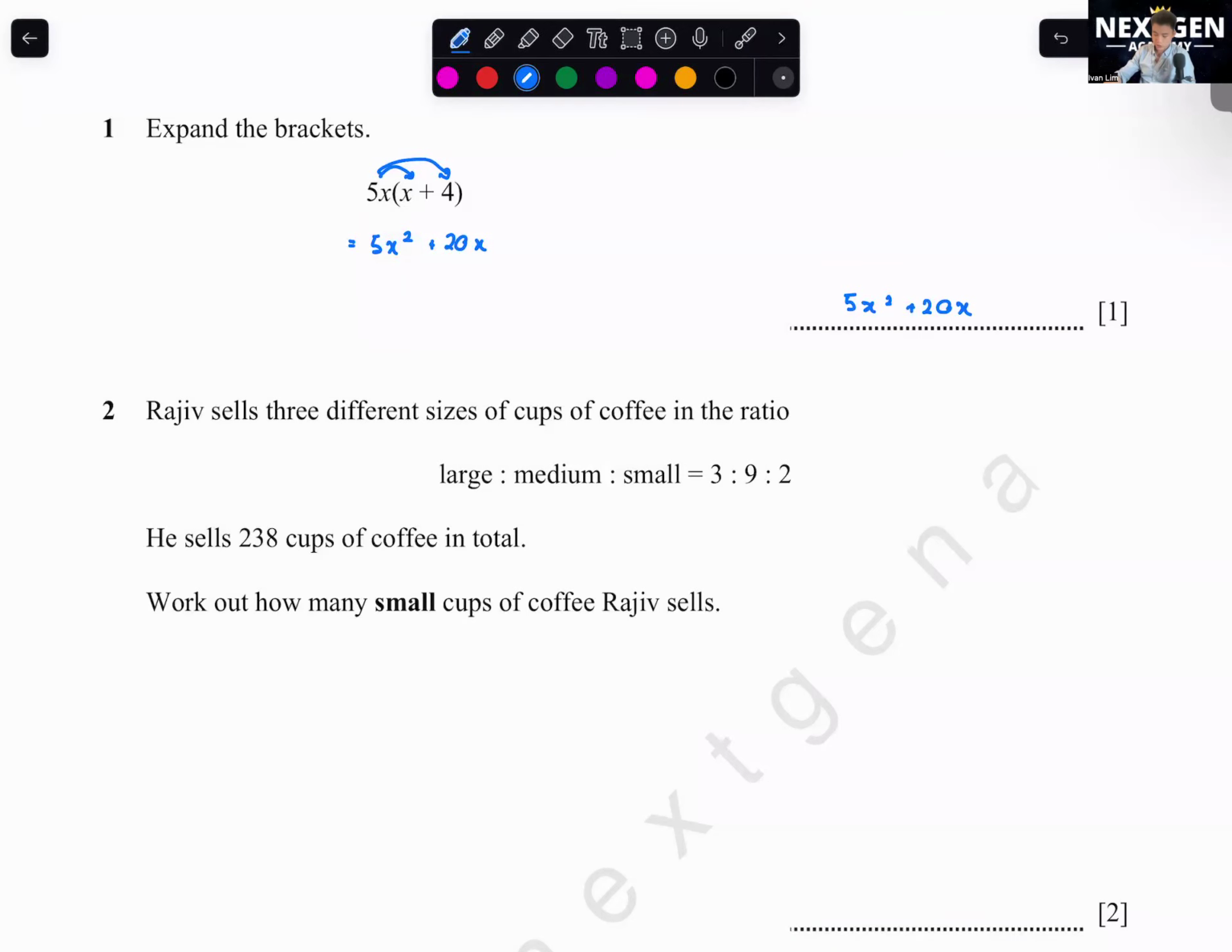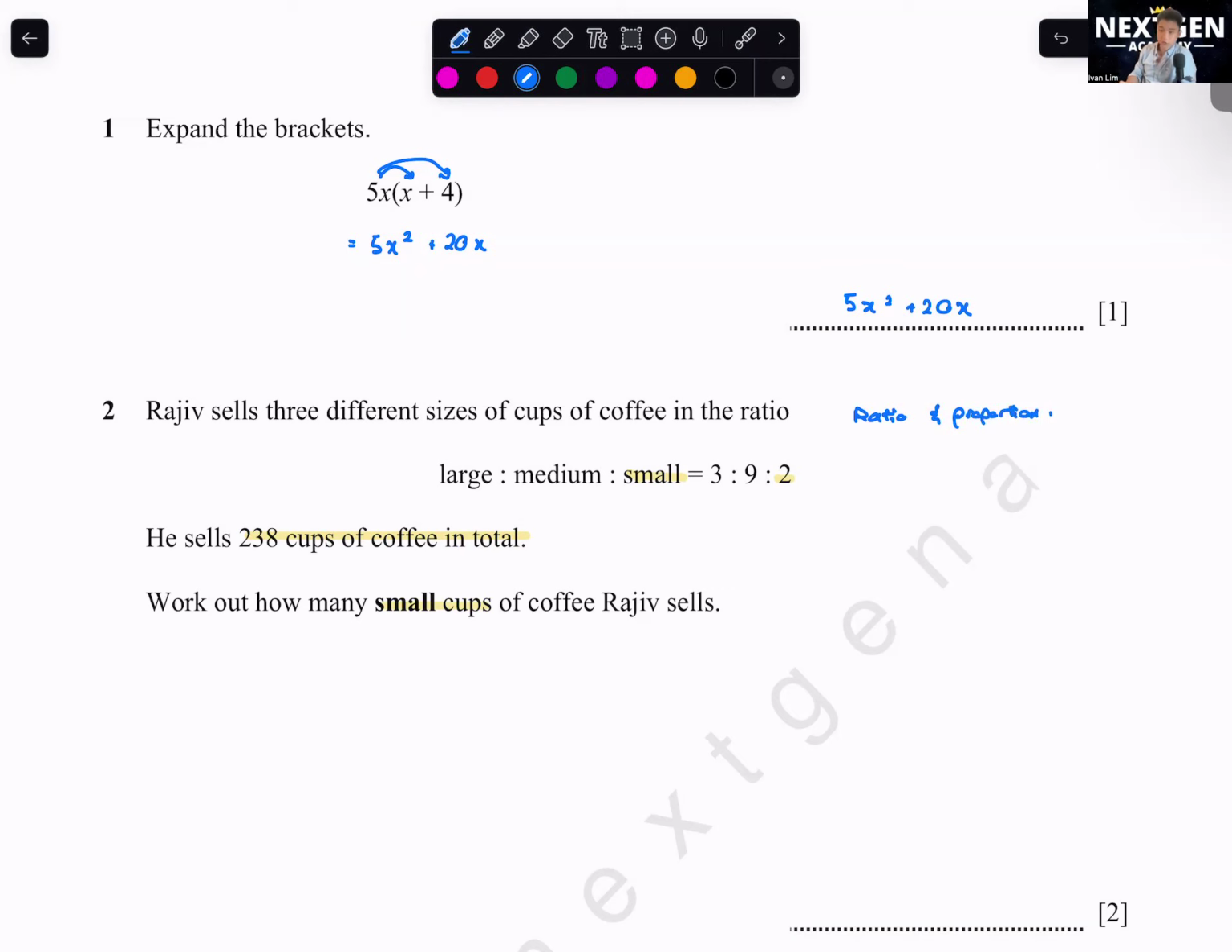Number 2. Rajesh sells 3 different sizes of cups of coffee in the ratio large, medium, small 3 : 9 : 2. He sells 238 cups of coffee in total. Find how many small cups of coffee Rajesh sells. This is a question on ratio and proportion.